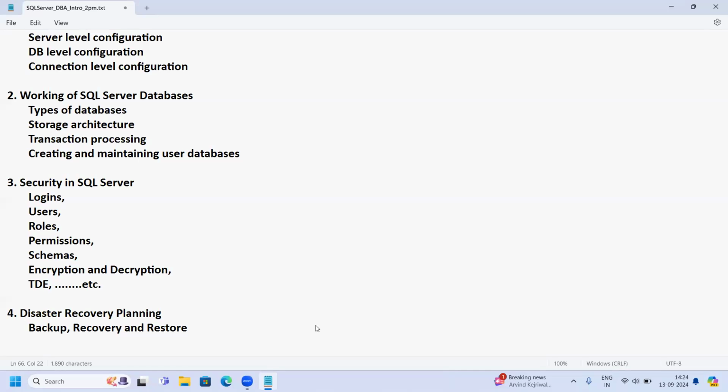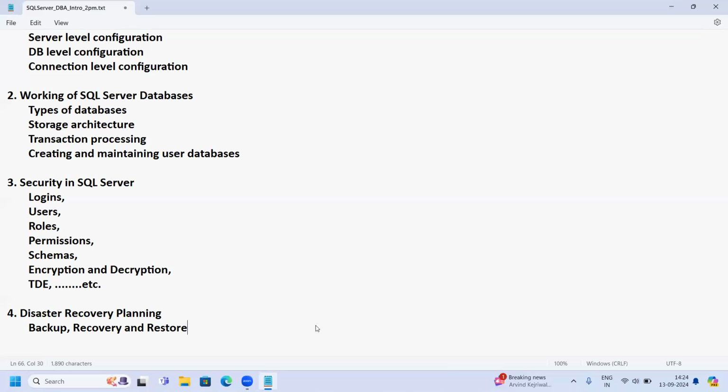Backups are of types: full backup, differential backup, tail log backup, and so on. Around 7 to 8 types of backups we are going to discuss. When we start, we'll see all the types of backups and how we are going to deal with them. Backup through files and filegroups is also one type of backup process.